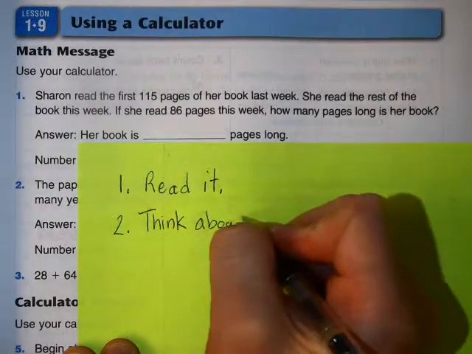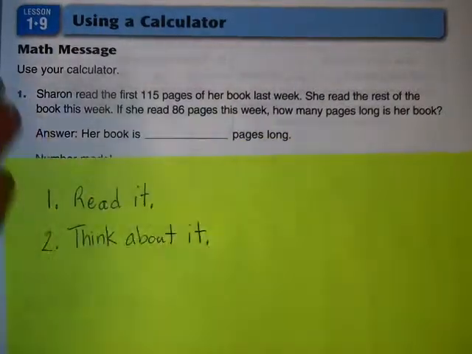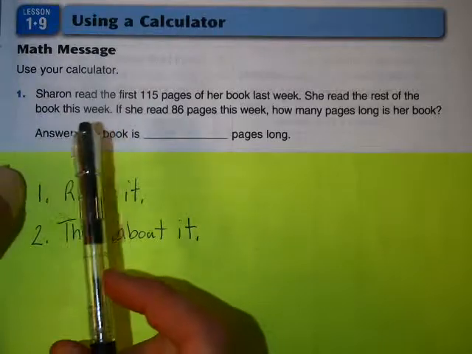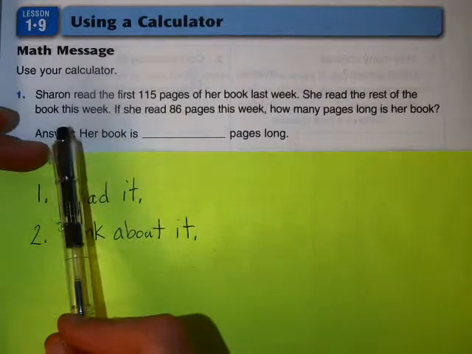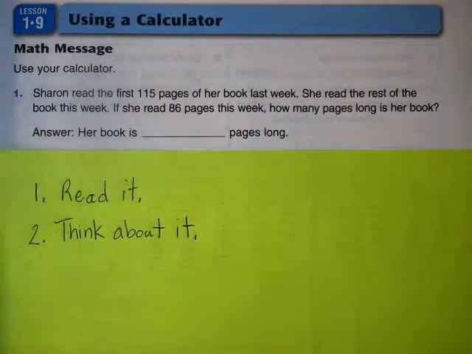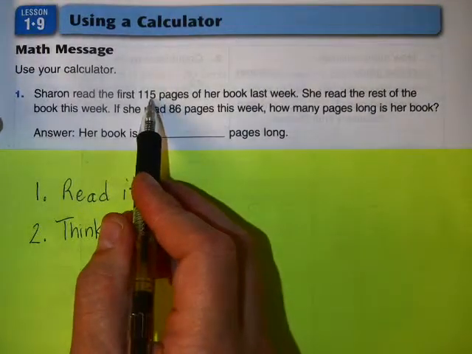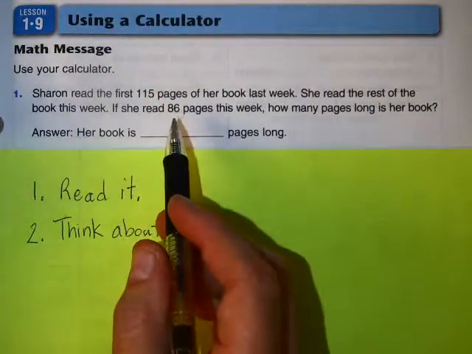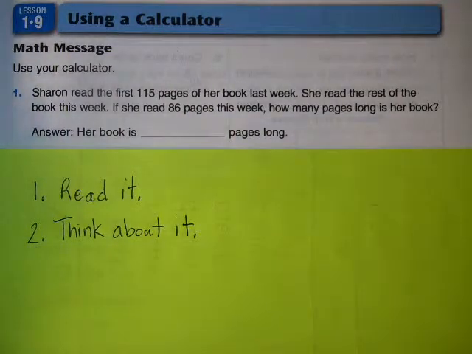Think about it. What is the problem asking me to do? Okay, what in the world is this problem asking? So I'm going to read it again. Sharon read the first 115 pages of her book last week. She read the rest of her book this week. If she read 86 pages this week, how many pages long is her book? Well, I know it must be bigger than this and bigger than this. And in fact, if she read this much the first week, and this much the second week, and she finished it, I guess I have to add those two things together. Right? So I'm thinking about that.